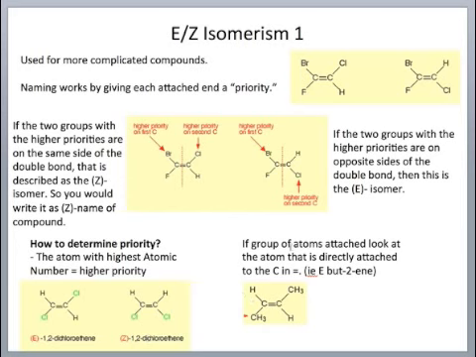So what happens if we have, let's say, not just chlorine or hydrogen or oxygen attached? What if we have a group of atoms? Well, we simply have to look at the atoms that are directly attached to the carbon. So in this case, we've got a hydrogen, which has the atomic number of 1, and we have carbon, which is directly attached to this carbon. And carbon is much bigger, therefore it has higher priority. And the same here, therefore it is E-butene, because both of the high priority groups are across from each other.